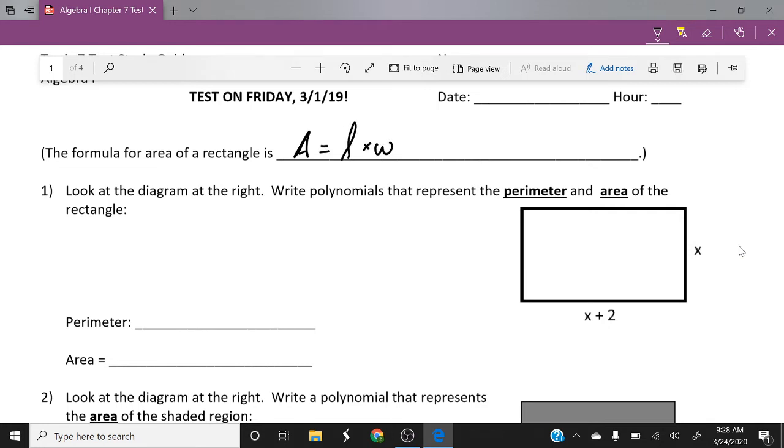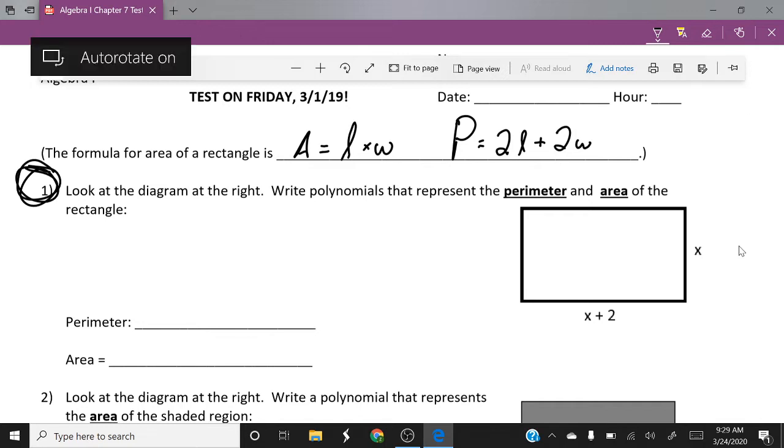All right. I actually want to add another equation right here. This is the perimeter equation, P. This is 2 times your length plus 2 times the width. All right. And the reason I'm adding this one is simply because it comes up in number 1 right here.